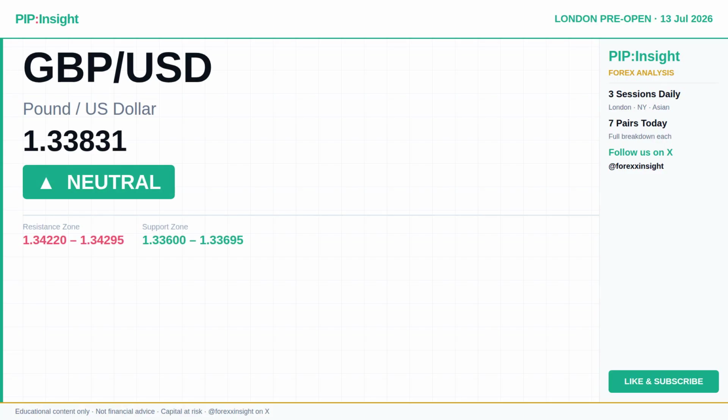Pound dollar. The chart is showing tentative bullish structure on this session. The 1-hour is also pointing lower. Resistance is marked between 1.3422 and 1.3495. Support is marked between 1.336 and 1.33695. Here is the full chart breakdown.